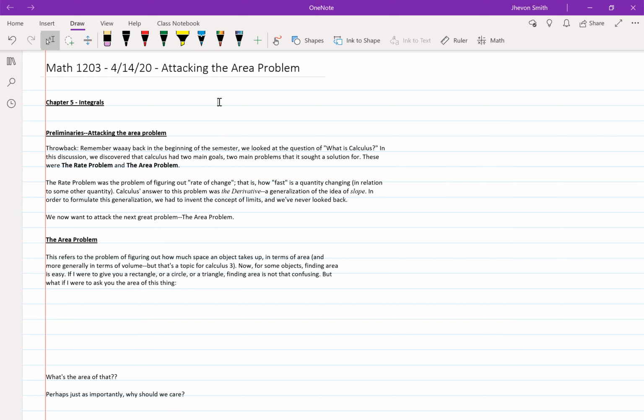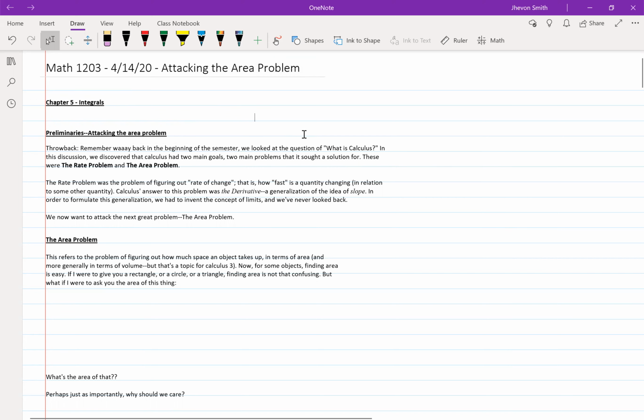So we are going to attack the area problem today. When we started the class, this was way back in, I don't know, lecture 1, lecture 2, something like that. I remember way back in the beginning of the semester where we spoke about what is calculus? And we started a discussion about what do you think it is? And we saw that it was the study of limits and derivatives and integrals. And integrals is the last thing, as you can see, we're going to cover here.